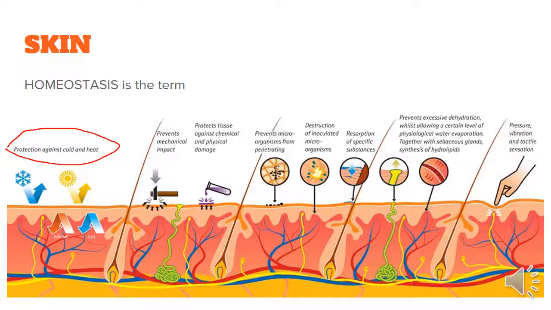Prevents microorganisms from penetrating. Everybody has bacteria on their skin. You also have a certain type of staph on your skin, staphylococcus. So if you get poked a bunch of times, like you're in the hospital, eventually you might end up with a staph infection, easily treatable. It can destroy microorganisms. It can allow resorption, so it will allow things in. It also prevents excess dehydration, but it also allows water to evaporate, helps sebaceous glands stay plump, synthesis of hydrolipids.